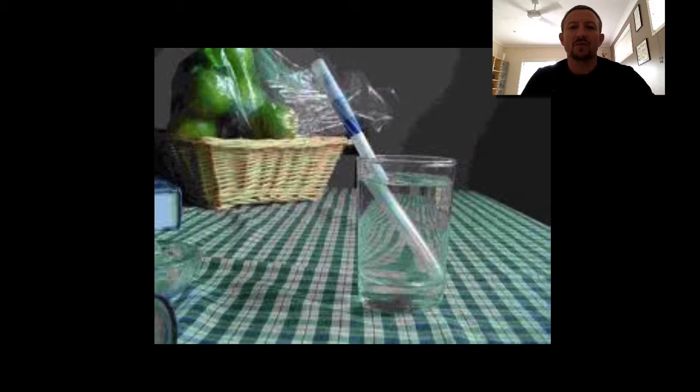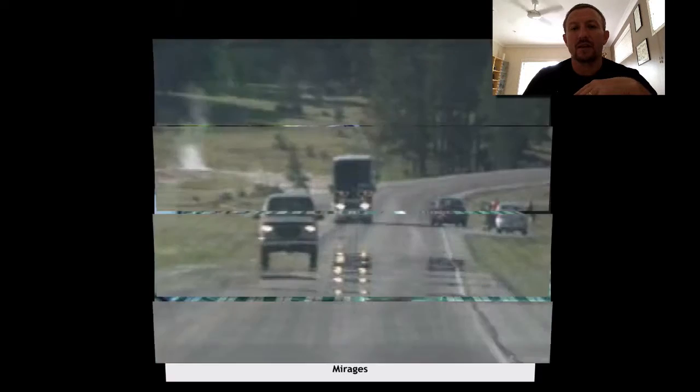Now we see refraction all the time. For example, if you look at this pen here in the glass of water, we see that it's magnified. And the pen looks as if it bends. Now remember, when we see an object, it's due to light coming from an object and hitting our eyes. So really what's happening is the pen doesn't bend, it's the light as it passes through a variety of media.